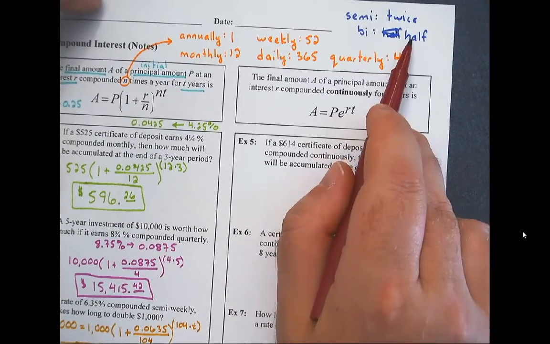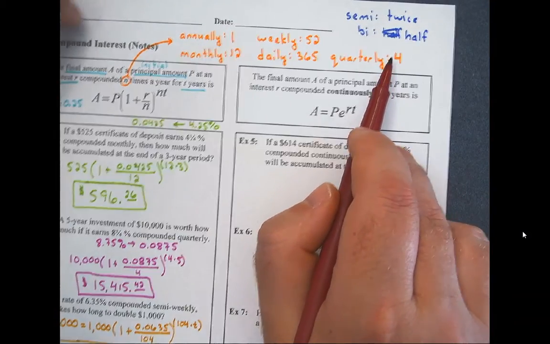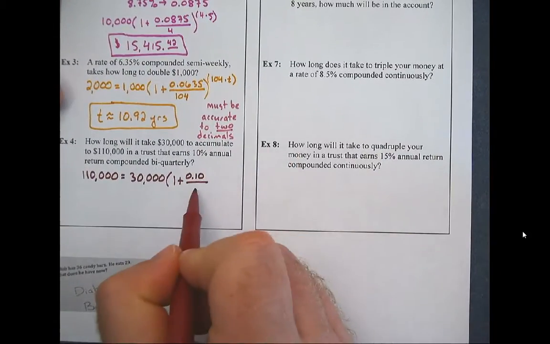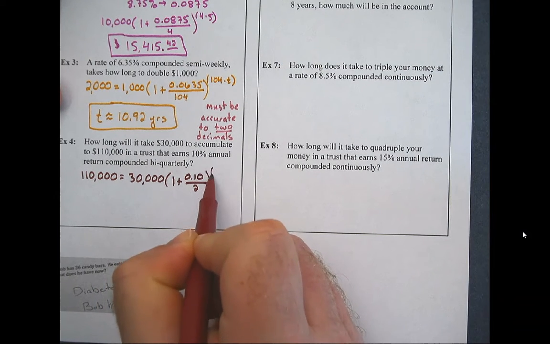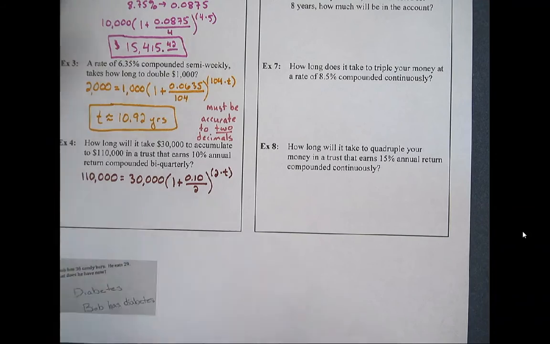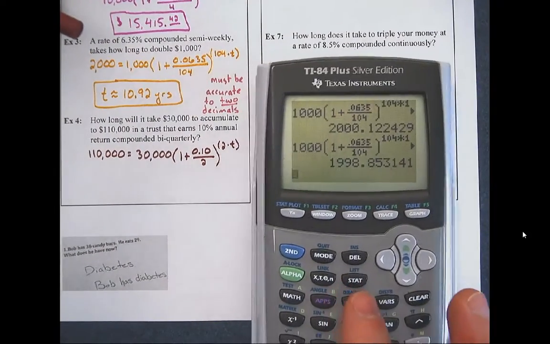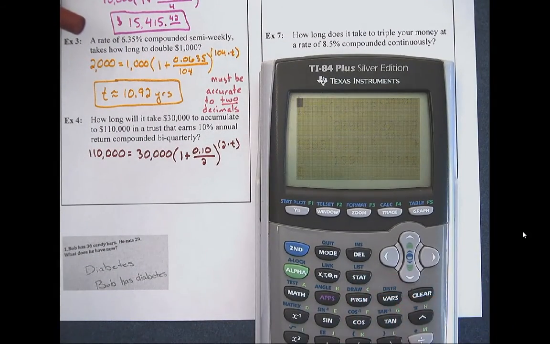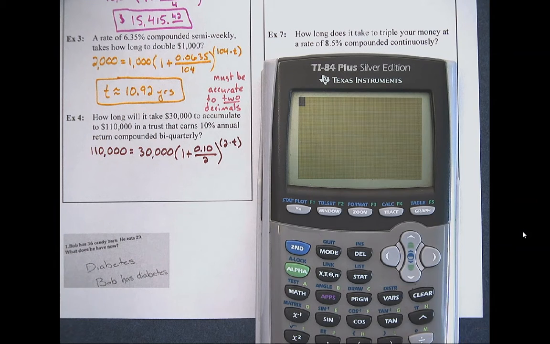So bi is half as often. Quarterly is 4. So for us, bi-quarterly would be 2, to the power of 2 times t, which we don't know. So this is a guess and check game. There is a way to solve this using logs, but we haven't learned how to do that yet. So I want to find the first number that gets me over the hump of 110,000.